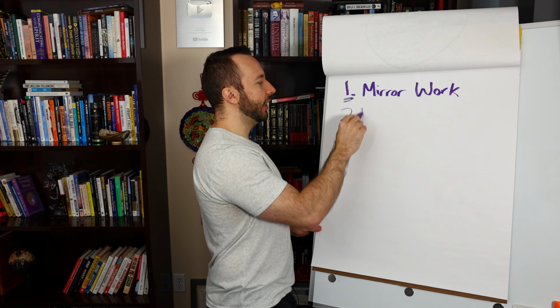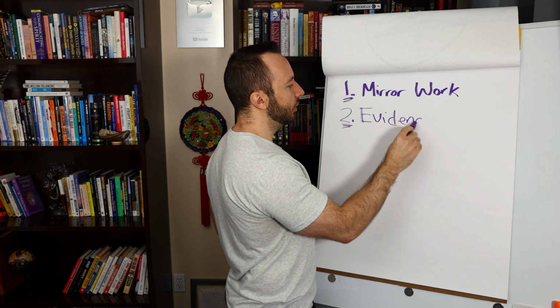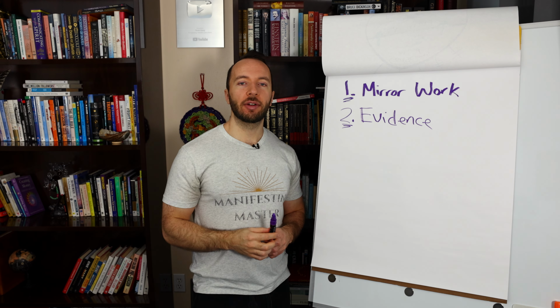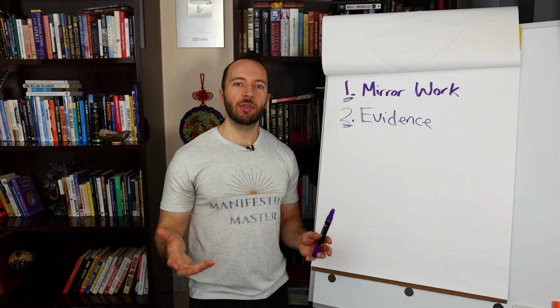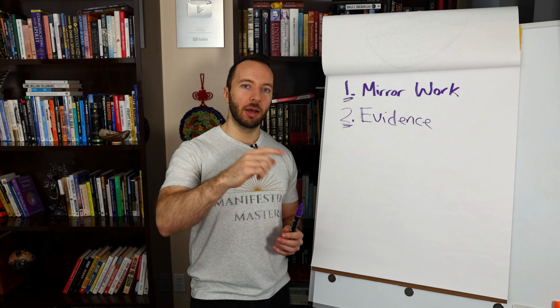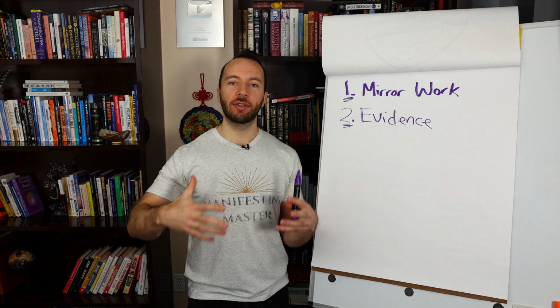Number 2 is gathering evidence. I had a mentor talk to me about this. She is a shaman, and she would always talk about gathering evidence. And it made so much sense when she talked about it. If you want more abundance in your life, find evidence of abundance in your world right now. Abundance does not mean financial. Abundance means anything that has vastness to it that's accessible to you.